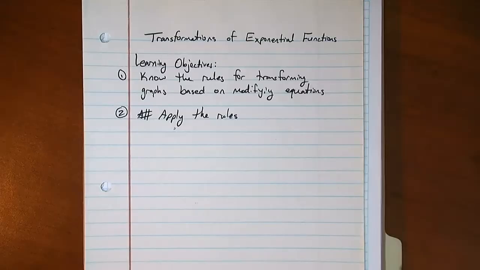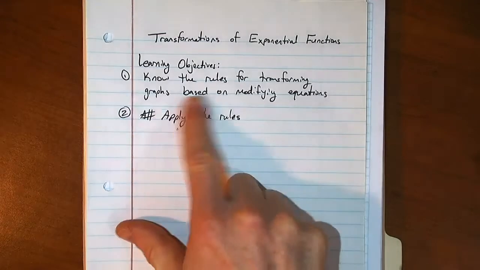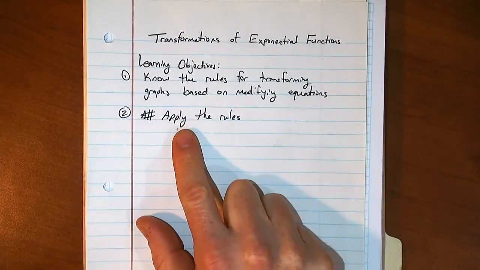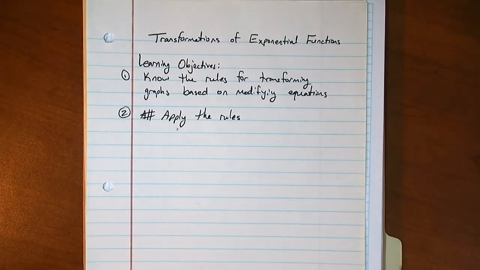For those learning objectives, the first one is going to be simply to know some rules. Okay, so the way that we're going to approach this process of transformation is by looking at some rules. And in this particular video, we're going to look at 3 rules altogether. So you're going to need to know the rules, and then once you know what they are, you're going to need to apply the rules. Okay, so that's really what we're doing.